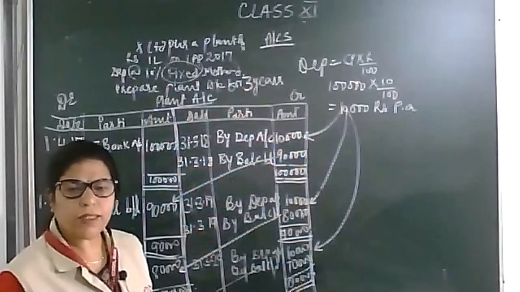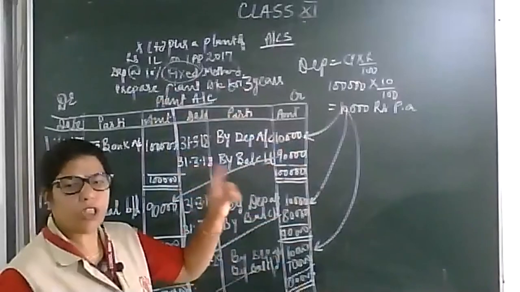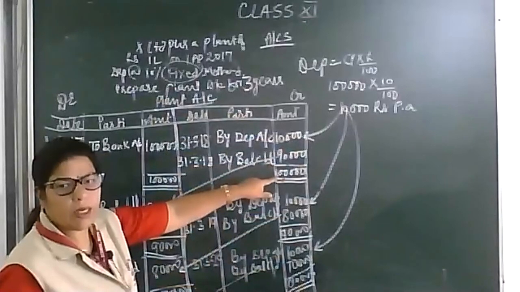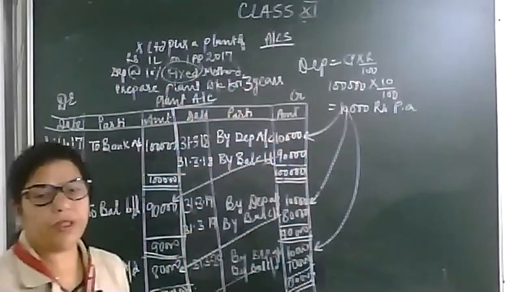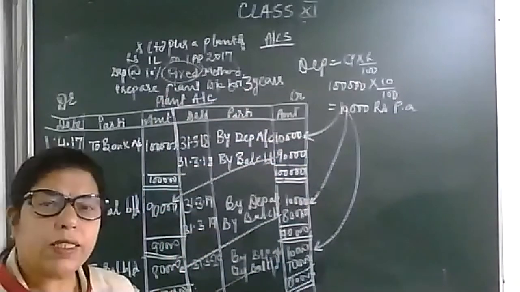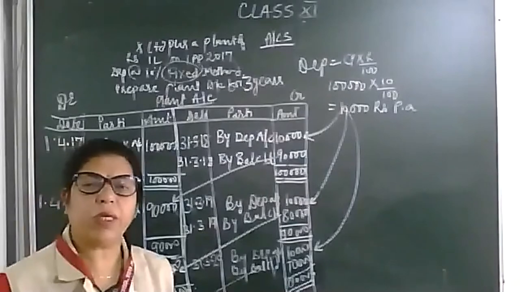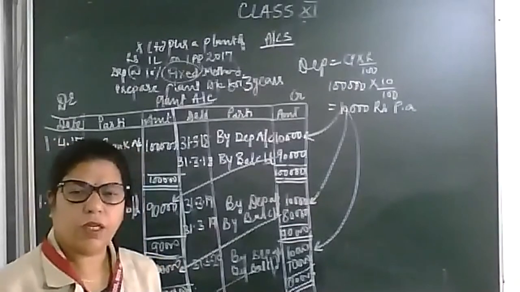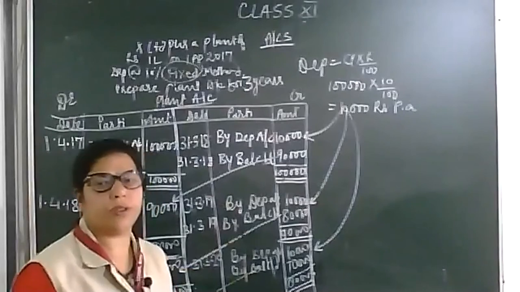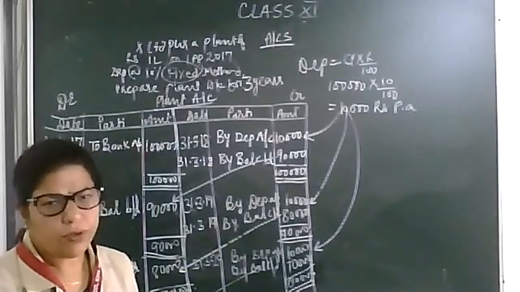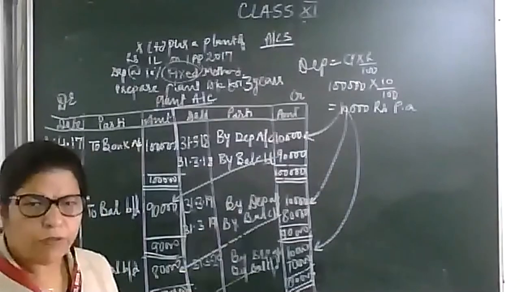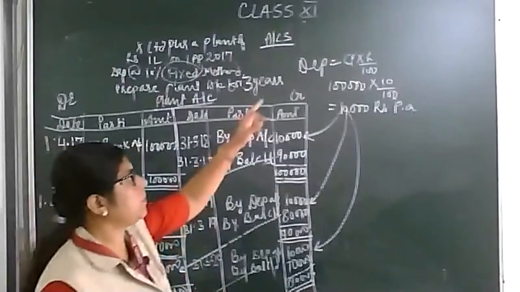Otherwise, what you can see, there will be 3 years: 1 double line, 2 double line, 3 double line. It means 3 years over. If in the exam they tell you that you have to make the account for 4 years, you will make 1 more year. Any doubt? Then you can ask. Okay, 1 more time I am going to explain to you.